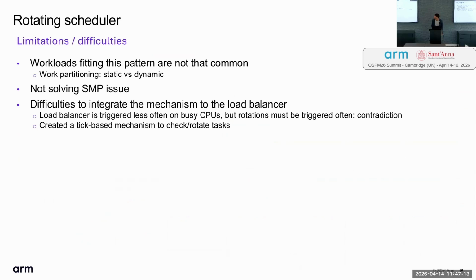So, some issues with the prototype. An issue is that it's not so easy to find workloads that are doing static partitioning of work most of the time. Isn't this pretty much all scientific workloads ever? There are some workloads, but effectively the investigation more or less stopped because I was not able to find a good example where it's actually useful.